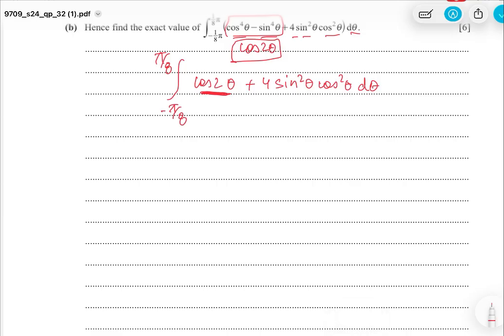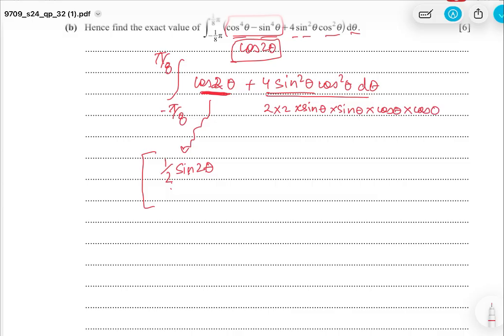We will integrate this one. So this one would be 1 by 2 sine 2 theta, the integration of cos 2 theta. We have integrated cos theta, that is sine theta, but it was 2. 2 was over here, so we divided by 2. So sine 2 theta by 2. Problem lies over here. Can I write it like this? 2 times 2 times sine theta times sine theta times cos theta times cos theta.